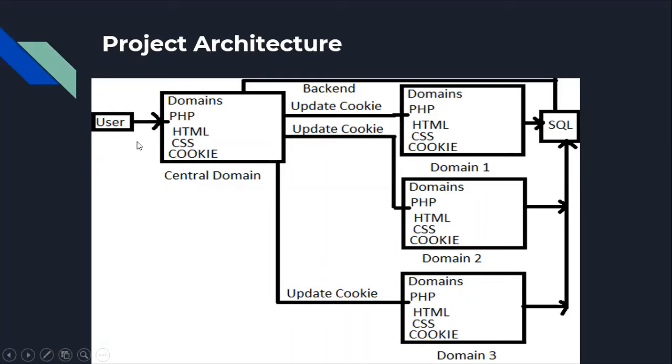For example, if a user needs to sign into the website, he first needs to register. After registering, he can log in, and once he logs in to the central domain, he can access the 3 other domains: domain 1, domain 2, domain 3. These domain 1, domain 2, domain 3 you can consider as 3 other websites.